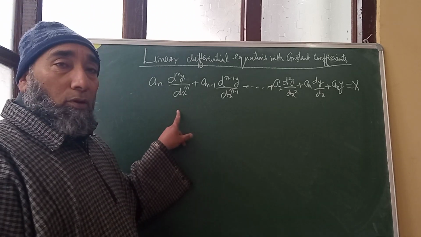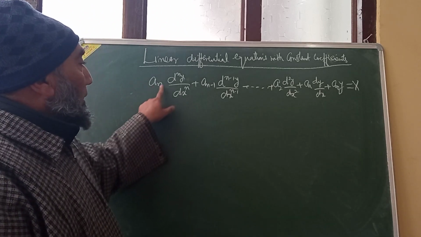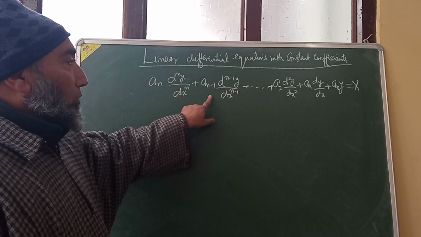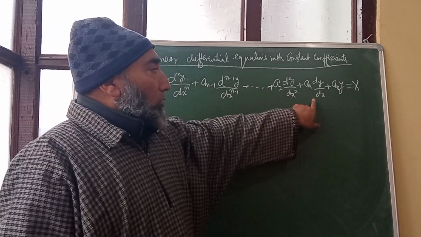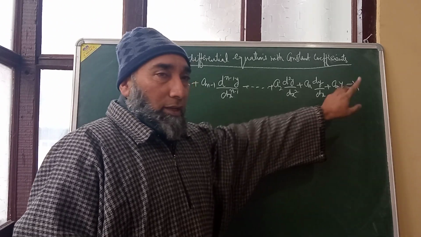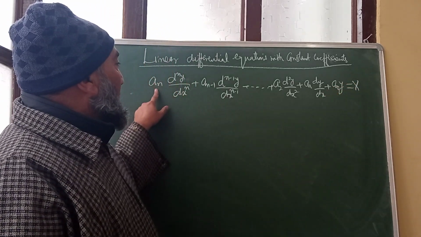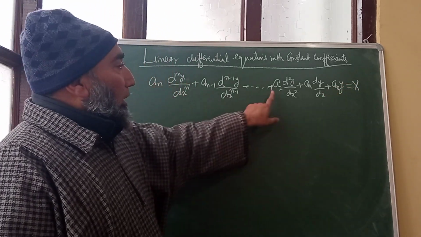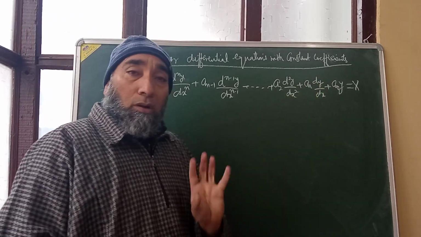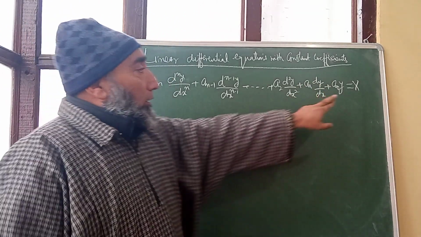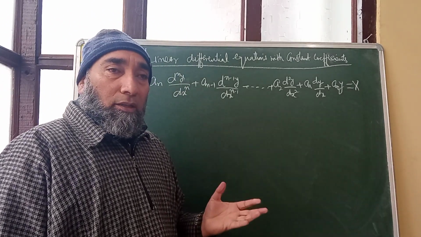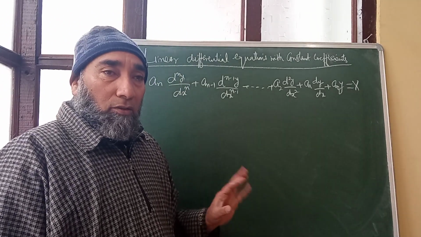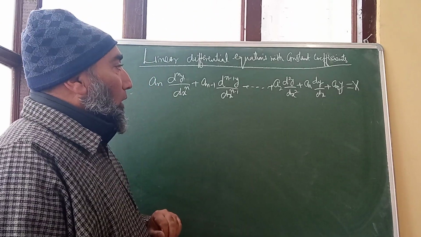An equation of the form an nth derivative, an minus 1 times the n minus 1th derivative of y, so on, a1 first derivative, a0 y equal X, where an, an minus 1, a2, a1, a0 are constants, and this capital X is a function of x. It may be sine x, cos x, log x, e to the power ax, a polynomial in x, and it's a function of x. Okay.